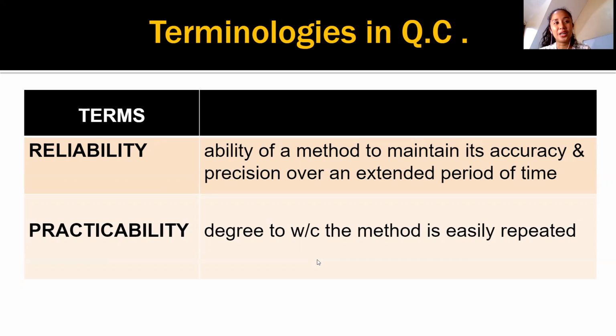Next, practicability: the degree to which the method is easily repeated. It's practical. For example, class, a practical test is the pregnancy test, because you only need to put urine on it. So it's very practical, really easily repeated. Actually, it is also reliable.